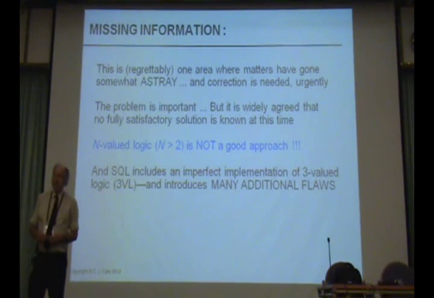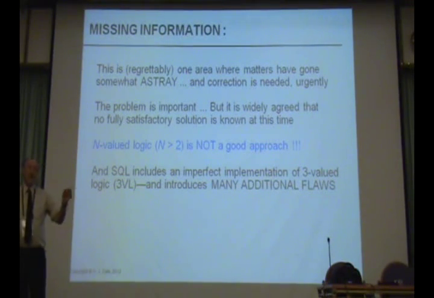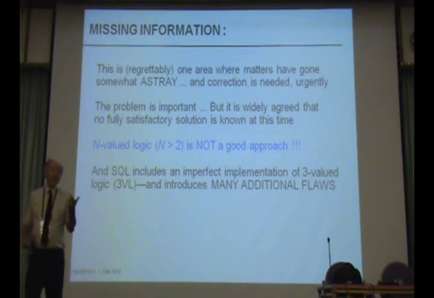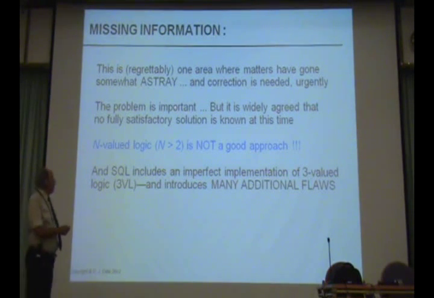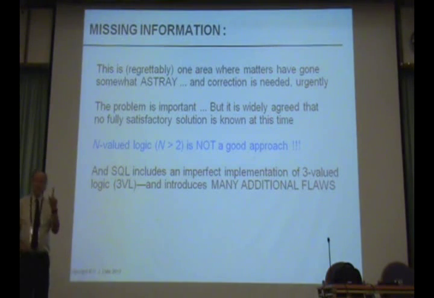The problem is that information is often missing, incomplete. We have things like a speaker to be announced, or present address unknown, things like that. So information is often incomplete in the real world. We need a way of dealing with that incompleteness inside our formal database systems. The problem is important. But it is widely agreed, it's not just me, it is widely agreed that no fully satisfactory solution to that problem is known at this time. And categorically, n-value logic for n greater than 2 is not a good approach.